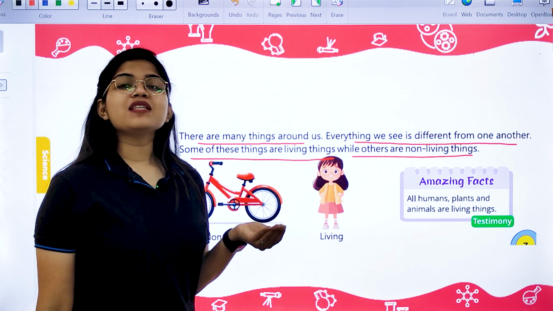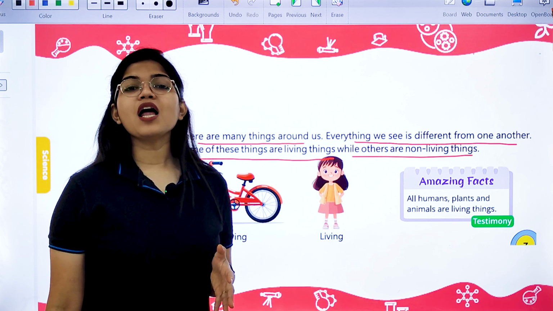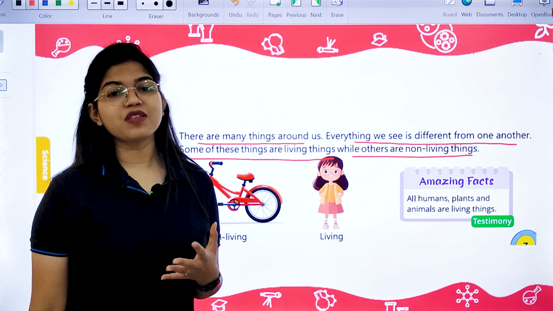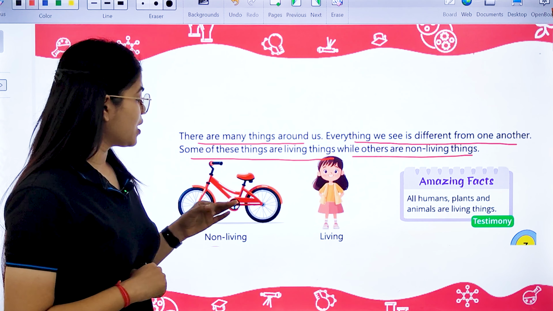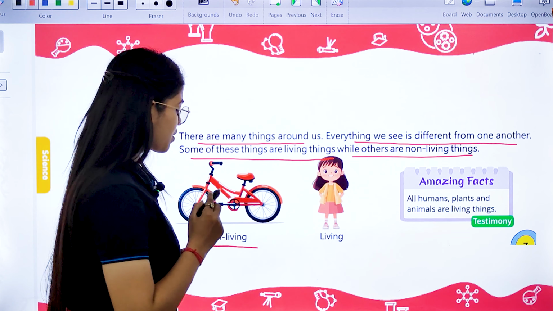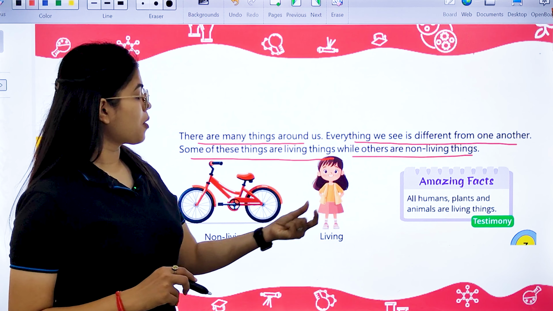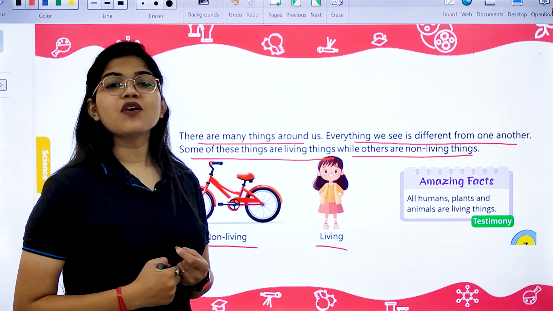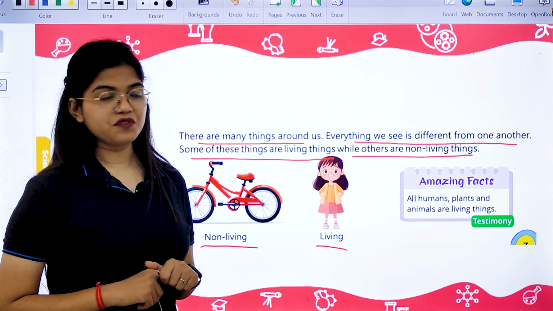So basically, students, the things which have life in them, they are known as living things. But the things which do not have life in them, they are known as non-living things. They have given an example. It's a chair. It is a non-living thing. But if we talk about this girl, she is a living thing, because she is having life, but it is not having life.